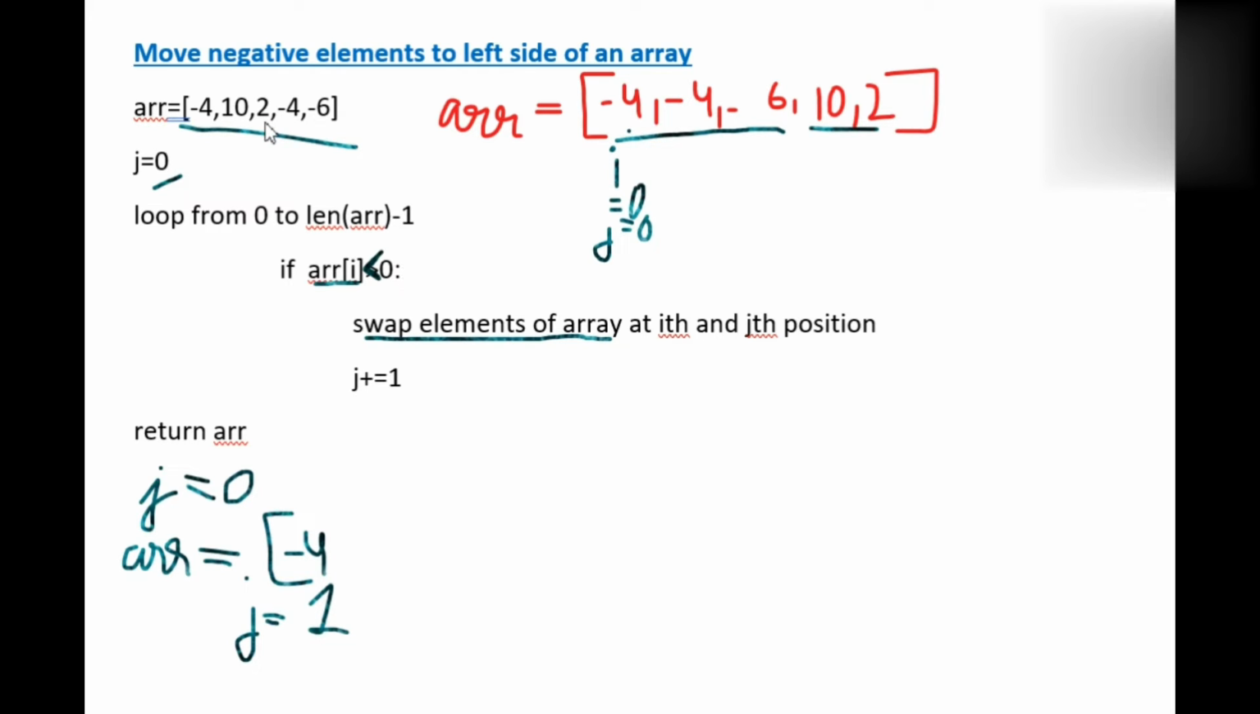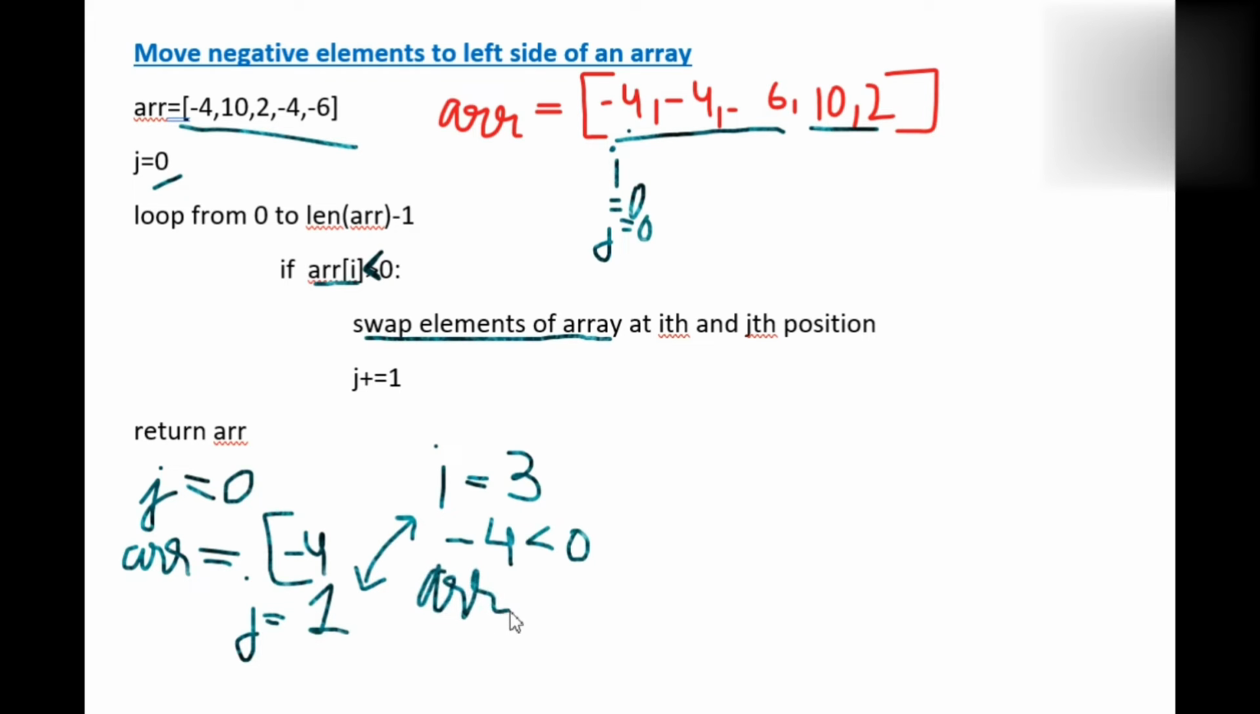Then I equals to 2, 10 less than 0, no. Then I equals to 3. At I equals to 3, we get a negative element. Means array of 3, which is -4, is less than 0. So we will swap it with the jth value. The jth value is at 1. So we will swap the elements of j and I in the array.